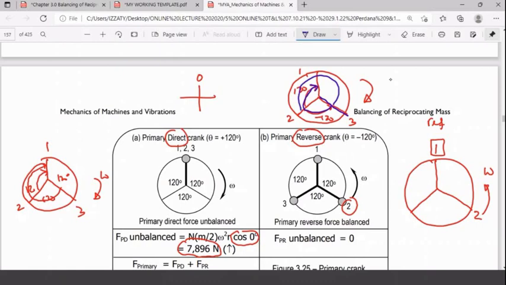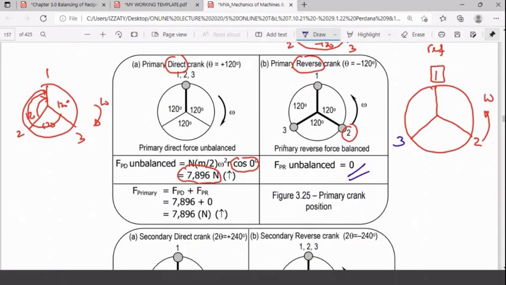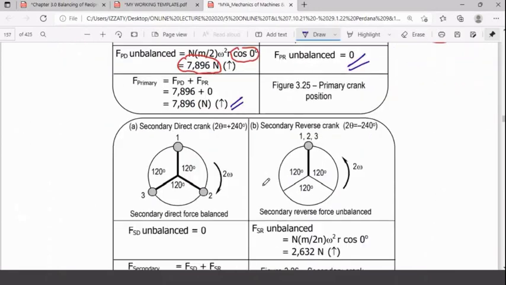So you have here, balanced or not? It is balanced. If you construct the polygon, it becomes a very nice triangle. That is why it is 0 here. Then you add up together in vectors, and of course you get the result here. This one is also not very difficult. This one is secondary direct.